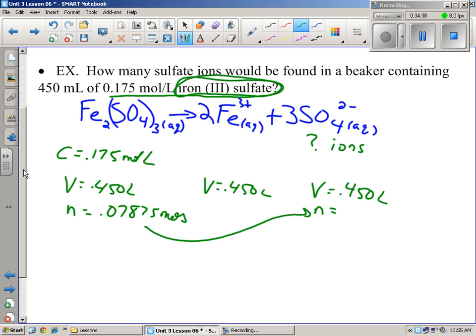To do that, though, don't forget, this is for one compound. For every one compound, I get 3 sulfates. So for every 1 mole, I get 3 moles. Or for every 0.07875, I get 0.23625 moles. And I'm going to put a times 3 there to show you that that's what I did. I usually write arrows, and I'm going to do exactly the same thing later in this unit, because we're going to do this again. I'm going to do it exactly in Unit 4 too.